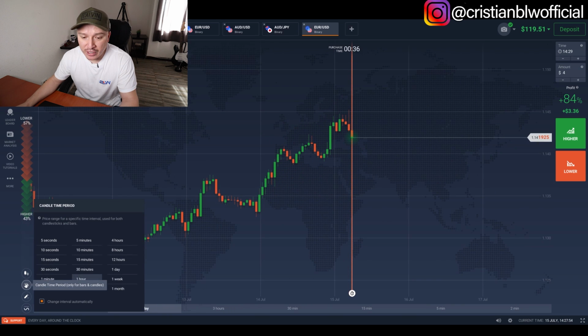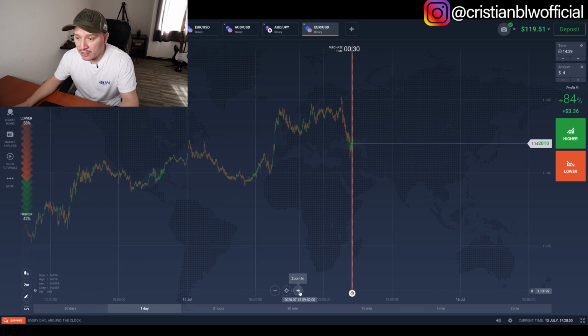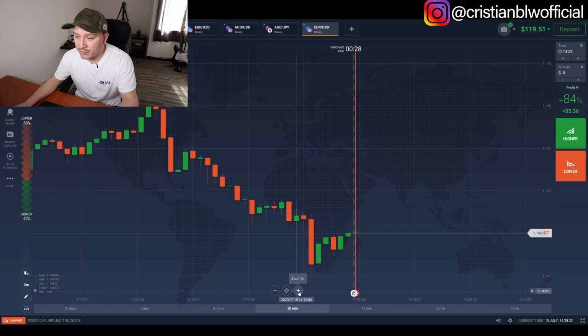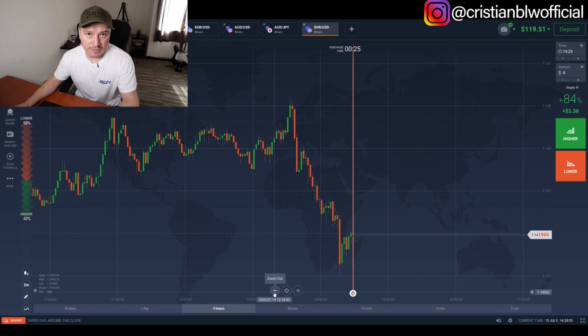So it's actually better if you choose the time frame, but you uncheck this so that it doesn't move. That way, if it's 2 minutes and you zoom in or zoom out, it doesn't matter. It's never gonna change the time frame, okay?